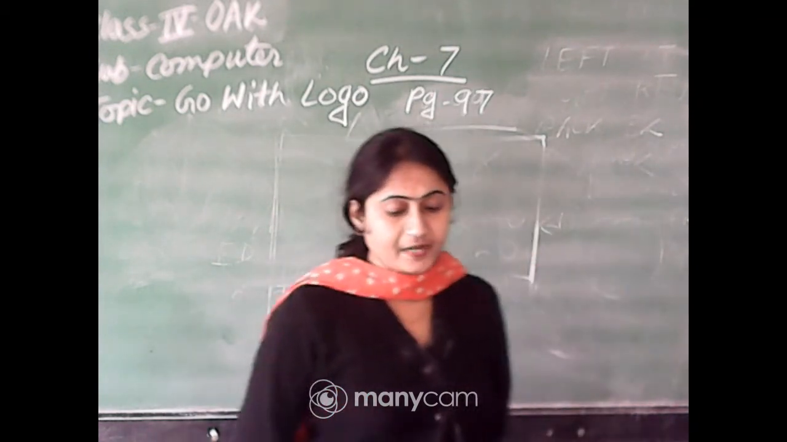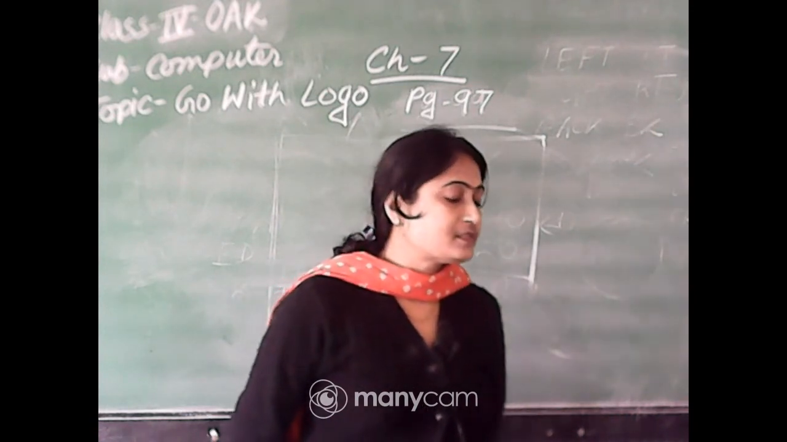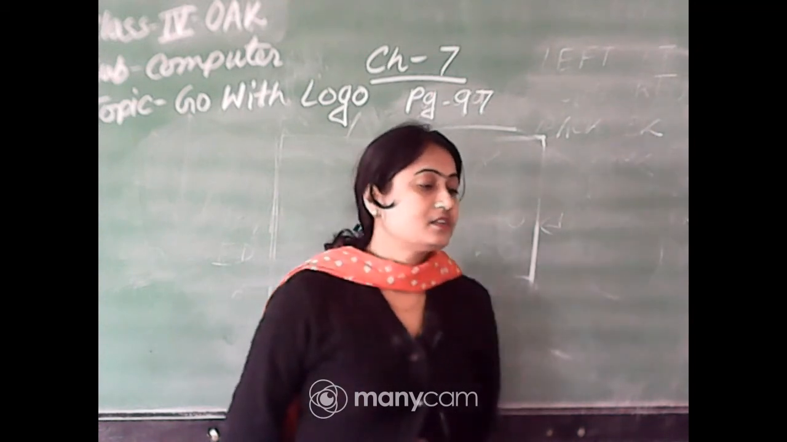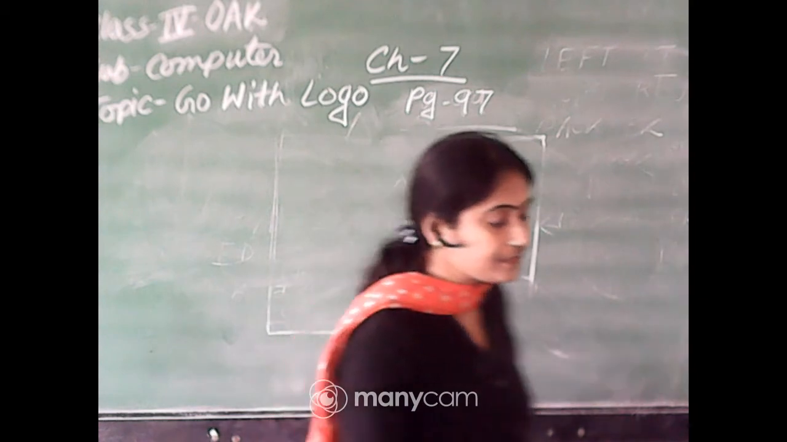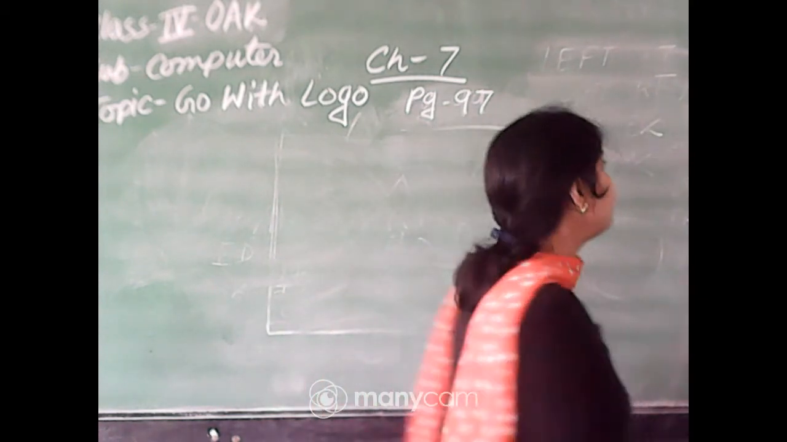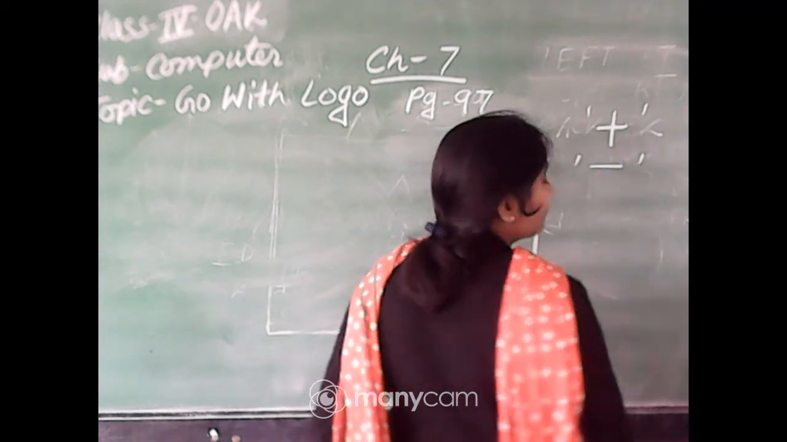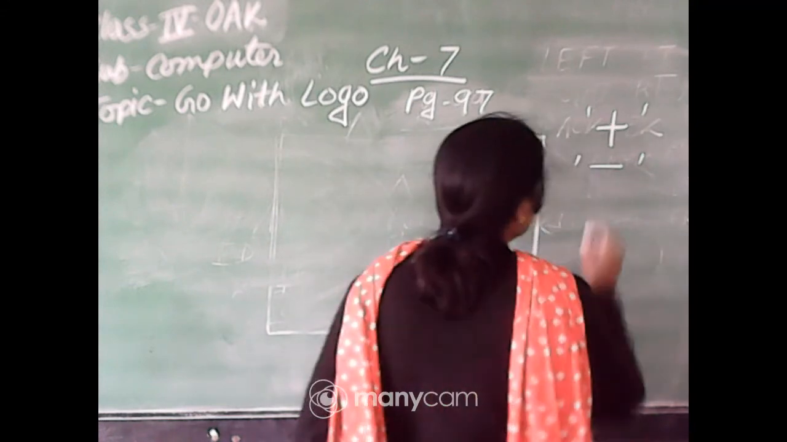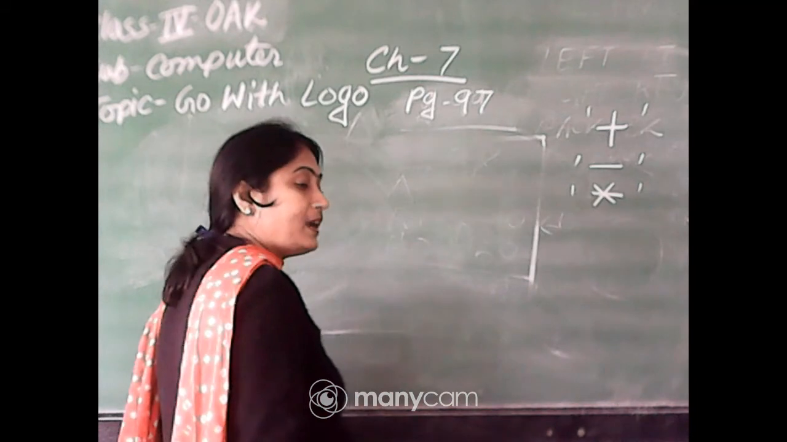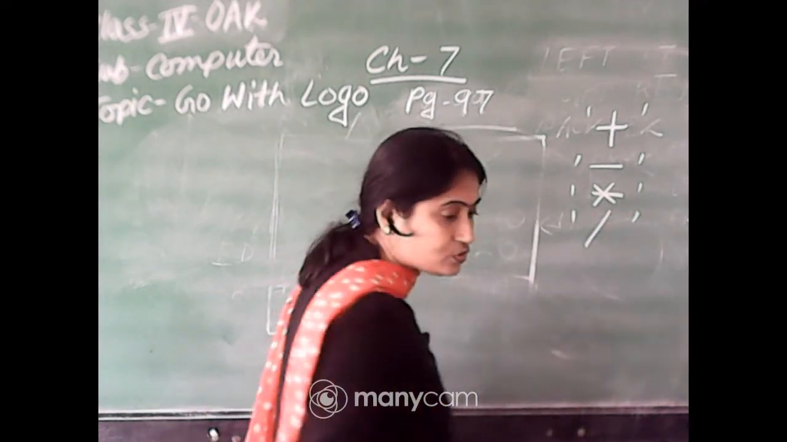Mathematical operators. In the previous class I discussed operators. Plus is the operator if you want to add. If you want to subtract, the subtraction symbol is the operator. Multiplication is also an operator, and division. Minus is the operator we use for subtraction, the asterisk we use to multiply, and the slash we use to divide.